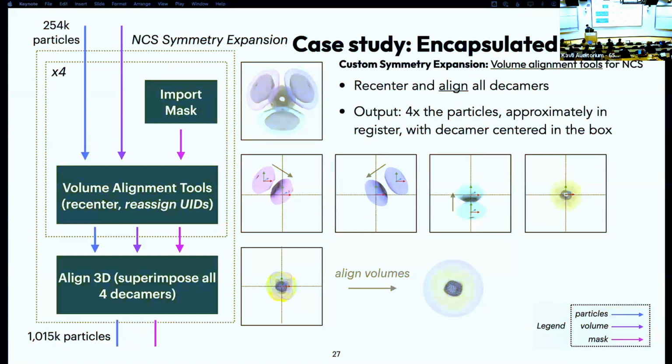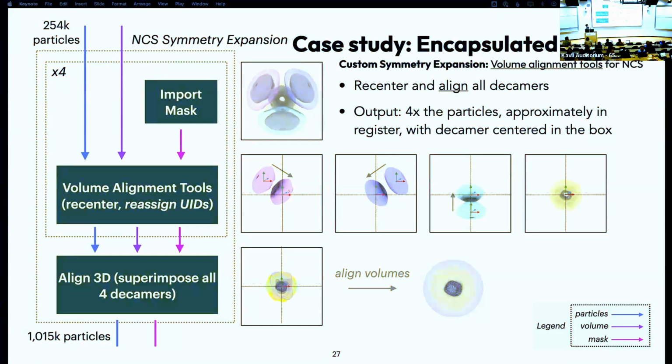This is illustrated in the second row of images here. Each of these squares corresponds to one volume alignment tools job. What I did was I applied the mask, I gave it the input mask, I gave it the full tetrahedron, so all 4 of those decamers, and I also gave it all the particles. Then I turned on recentering. So I said, okay, I want you to apply the mask to this volume and then push it to the center of mass, so make the center of mass of the volume at the center of the box. That's what volume alignment tools can do without specifying a manual center in coordinates. It's a little bit more convenient to just click, okay, I want to recenter the thing on the center of mass.